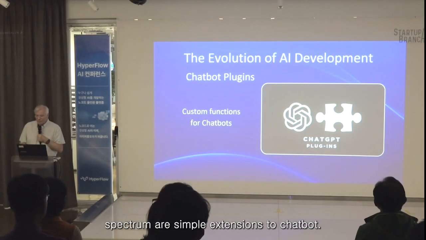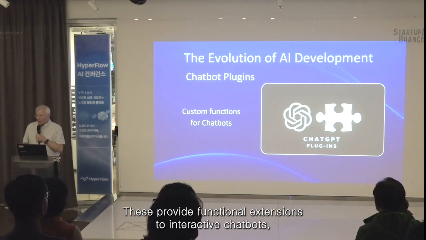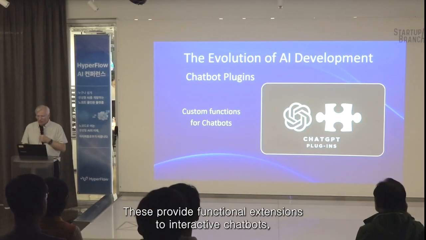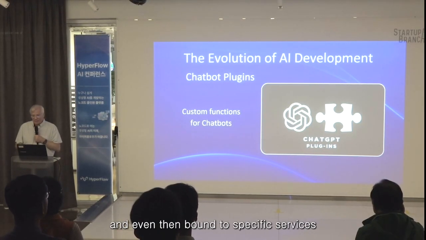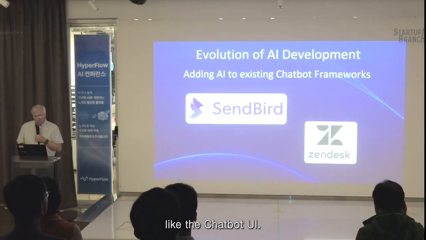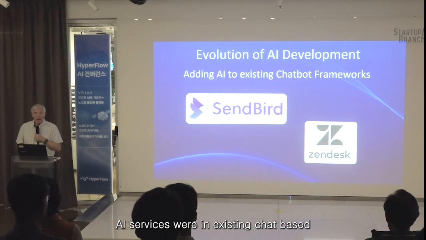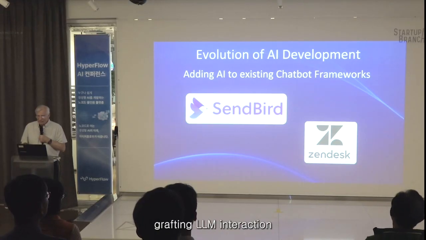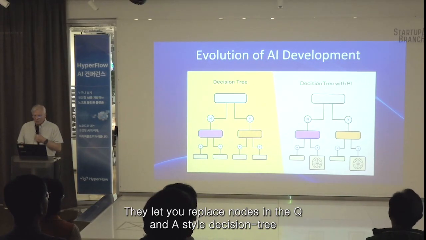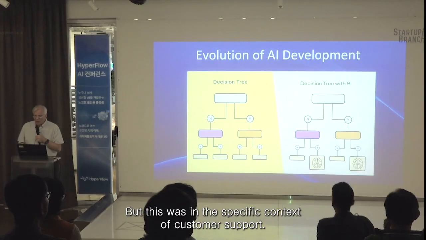At the other end of the spectrum are simple extensions to chatbot services like ChatGPT plugins. These provide functional extensions to interactive chatbots, but are limited to chat-based applications, and even then, bound to specific services like their chatbot UIs. Some of the first large-scale integration of generative AI services were in existing chat-based customer service platforms like Zendesk and Zenbird, grafting LLM interaction into their decision tree-based tools. They let you replace nodes in the Q&A style decision tree with LLM chatbots for more natural language interactions. But this was in the specific context of customer support.